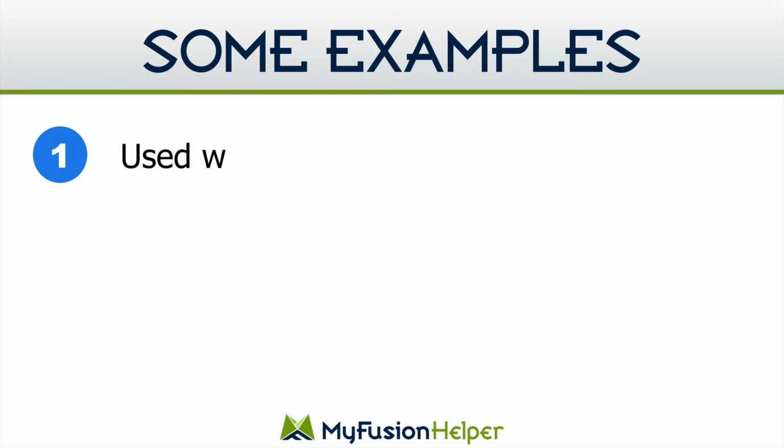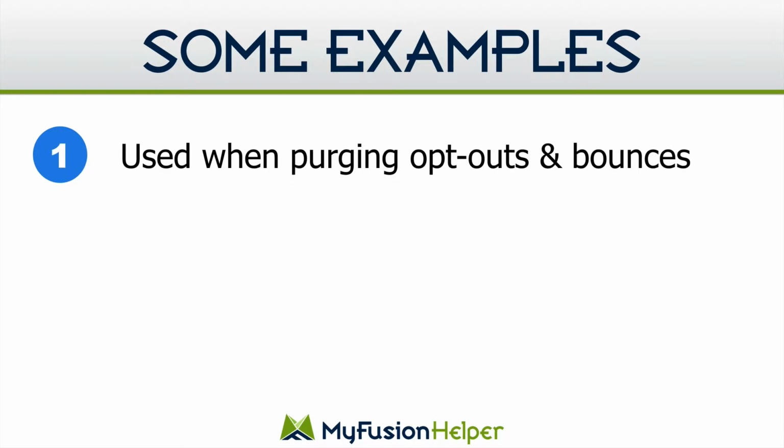Okay, now that we've seen how it works and how to set it up, let's talk about some examples of when you would want to use this helper in your business. Now, the first thing that comes to mind is using the lifetime customer value for when you're purging opt-outs and bounces. All right, so if you have logic that purges people after they have a hard bounce or when they opt out and removes them out of your Infusionsoft, well, you need to know which of those people are customers and which of those people are prospects.